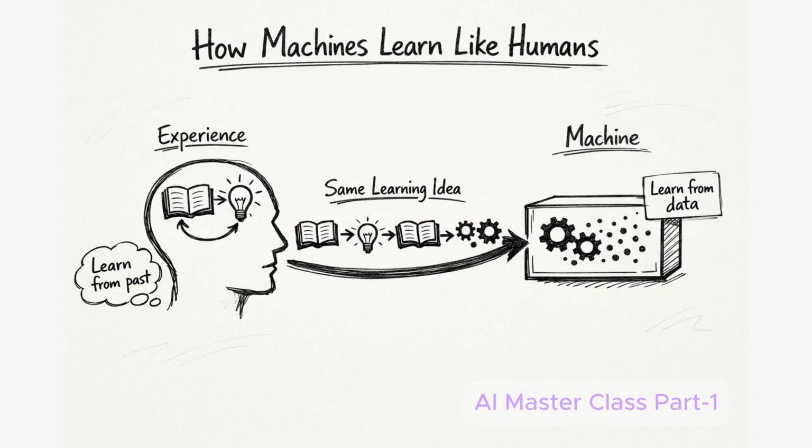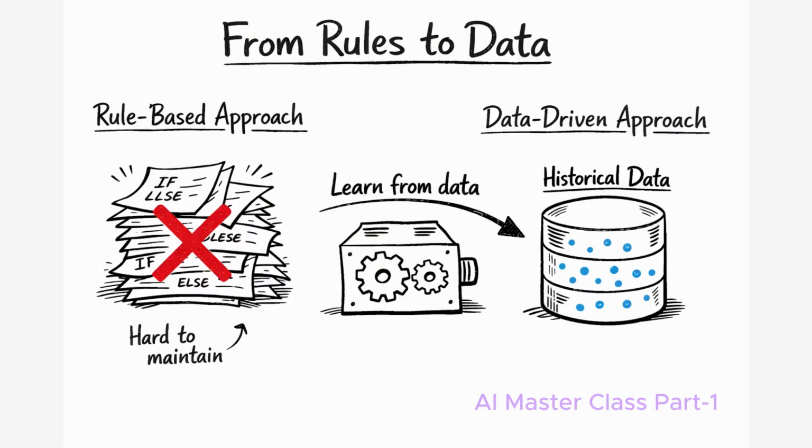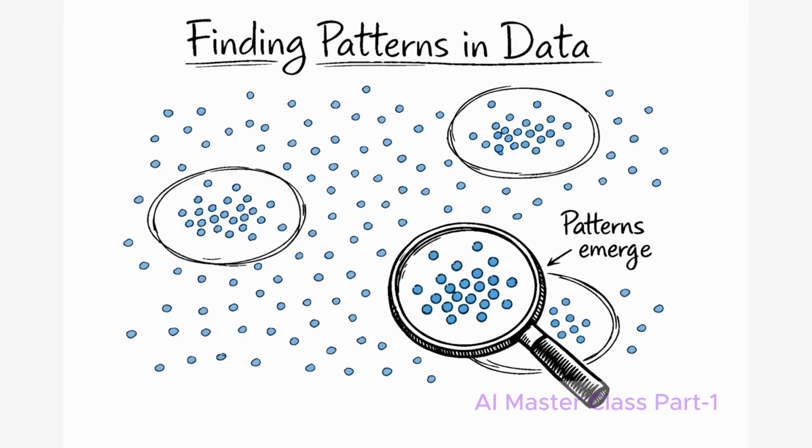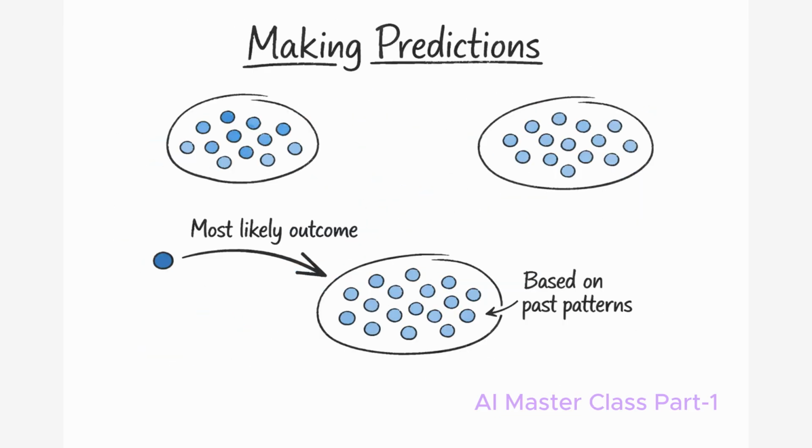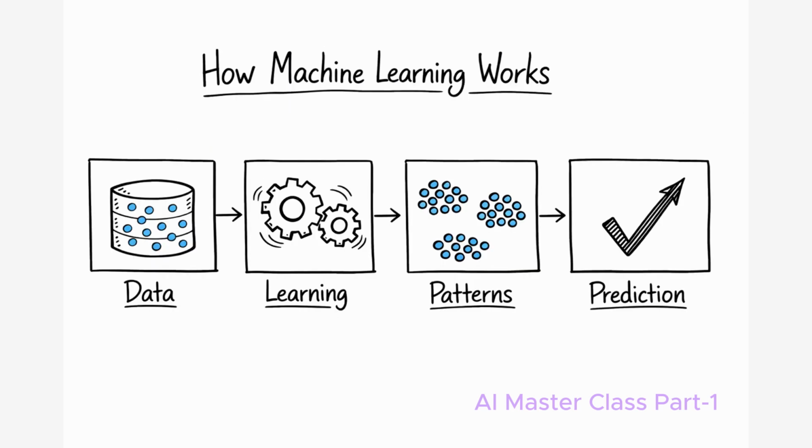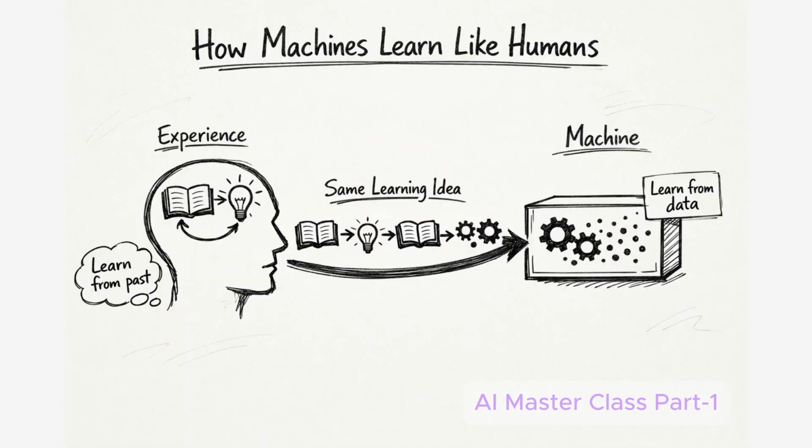So instead of writing thousands of rules, we expose the machine to a large amount of historical examples, data. This data represents past situations and their outcomes. The machine then analyzes this data using some specialized algorithms and tries to identify patterns hidden inside it. Once these patterns are learned and a new set of input is provided, the machine should be able to predict the outcome. That prediction may not be 100% accurate, but it will be the most likely outcome. This entire process, where machines are trained using data to learn the pattern, is called machine learning.